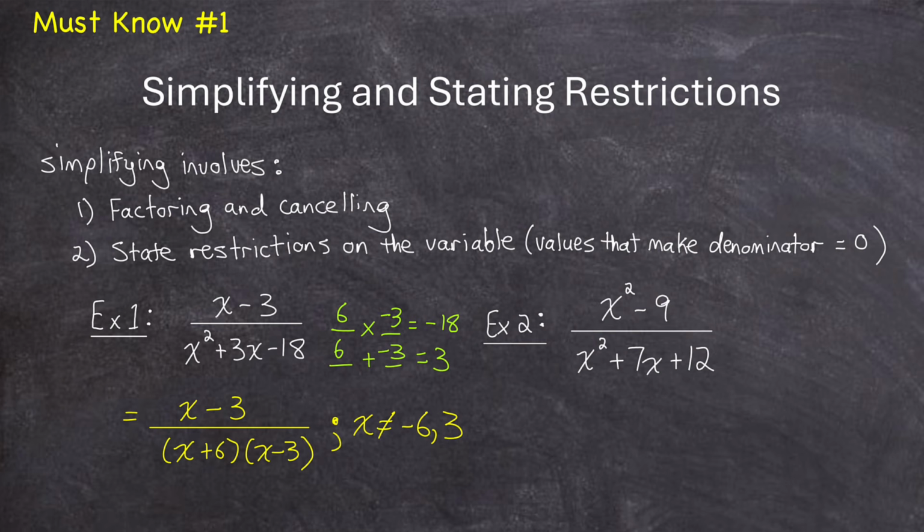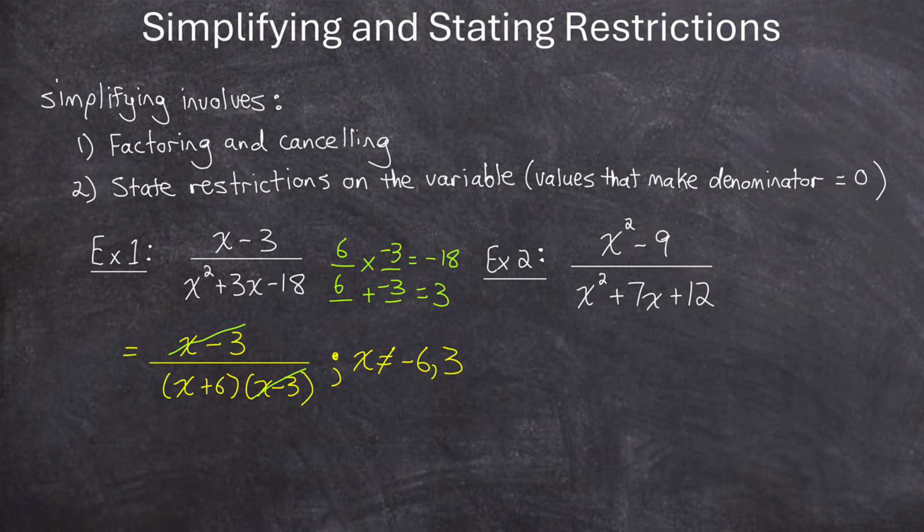Well, I notice I have a factor of x minus 3 in the numerator and in the denominator. Anything divided by itself is 1, so I can cancel those factors out. X minus 3 divided by x minus 3 is 1, which means this rational function simplifies to 1 over x plus 6. And then I have to make sure I state those restrictions on the variable x again. X still can't equal negative 6 or 3.